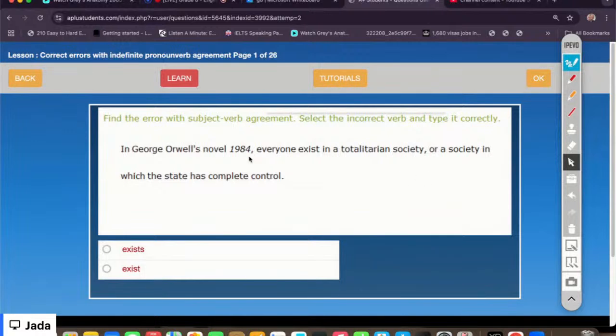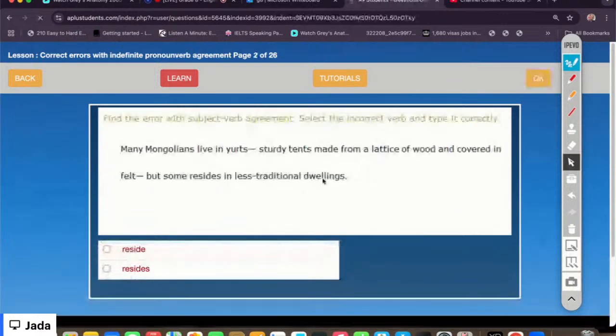Alright, in George Orwell's novel 1984, everyone exists in a totalitarian society, or a society in which the state has complete control. So exist or exists? What do you think here? Alright, so exists, because everyone is used for singular subjects.